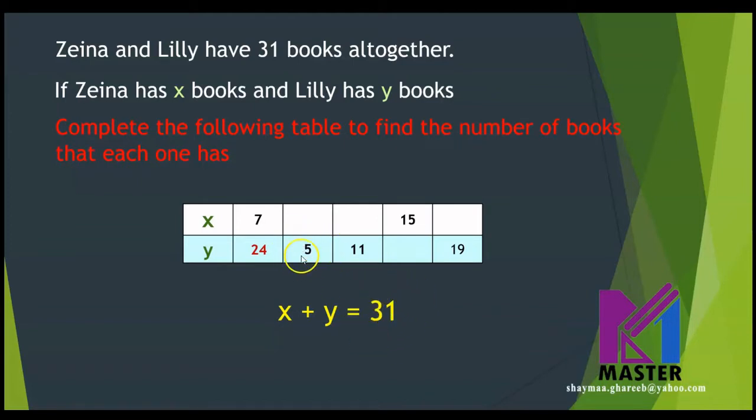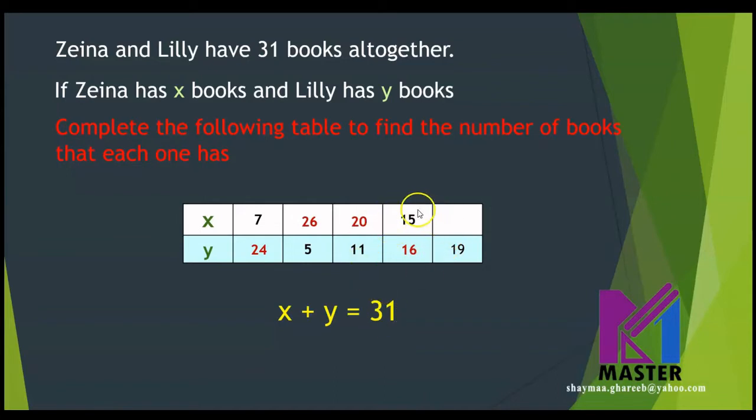Now, if Lily has 5 books, then Zina will have, what do you think? So 5 plus what equals 31? Always, both of them should have 31. So 31 minus 5 equals, yes, excellent, 26. Let's go back here. If Lily has 11 books, how many books does Zina have? Or if the Y equals 11, then the X equals what? 11 plus what gives 31? So 31 minus 11 equals, yes, 20. 20 and 11 is 31.